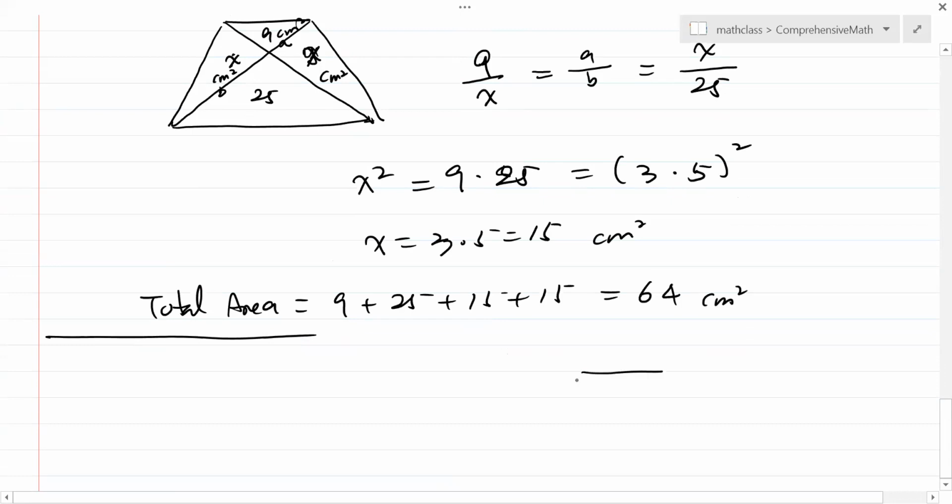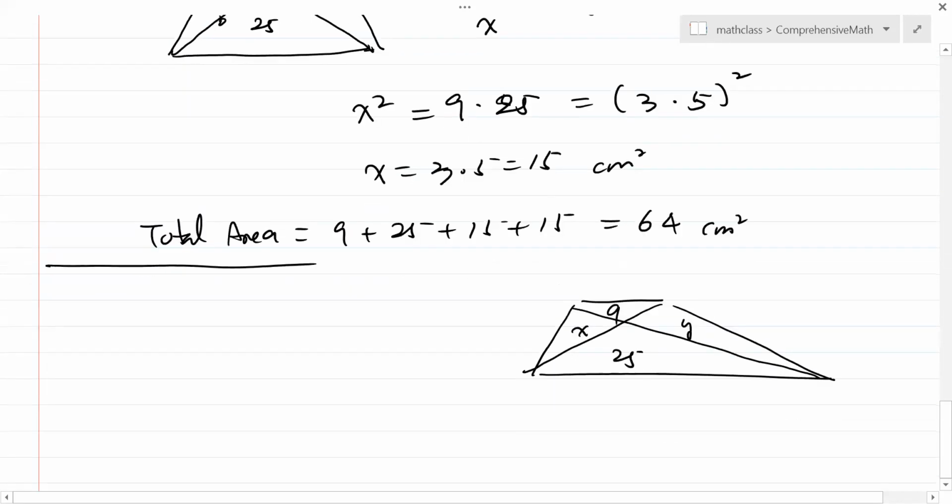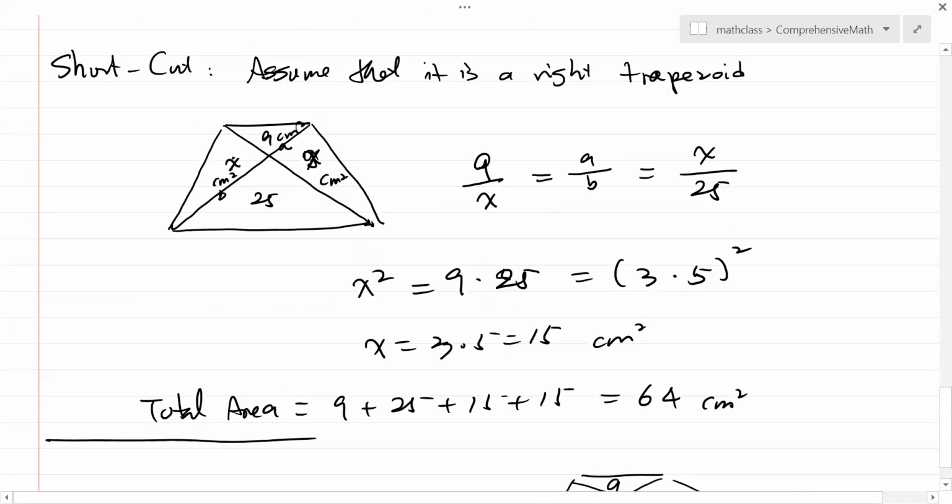So it could look like that. They look completely different. Here's 9, here's 25, and those are called x and y. This is a problem, right? So in general, I don't know. All right, so let's do the problem. I think we can figure it out.